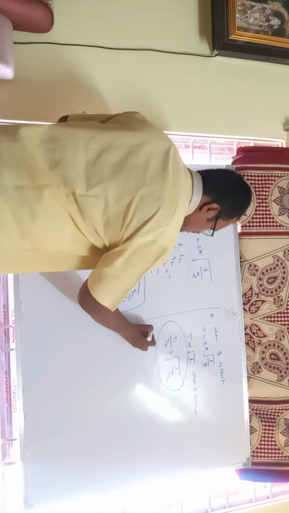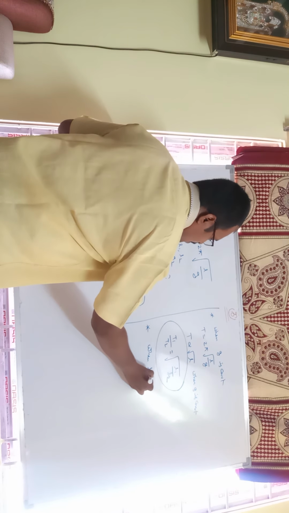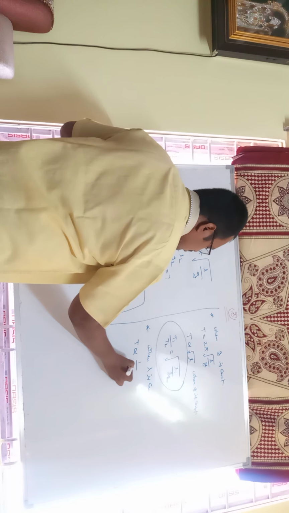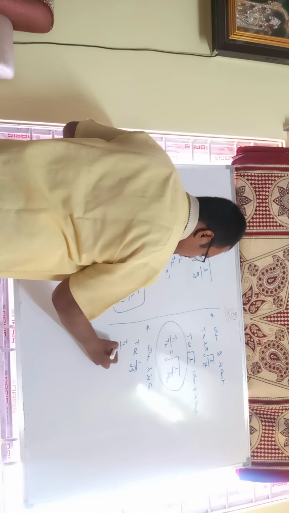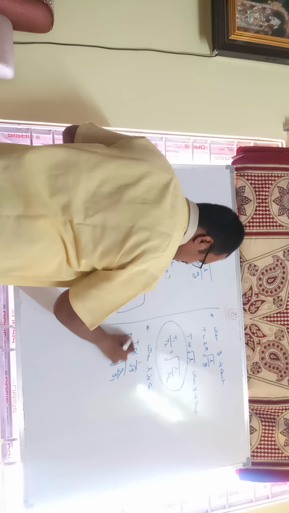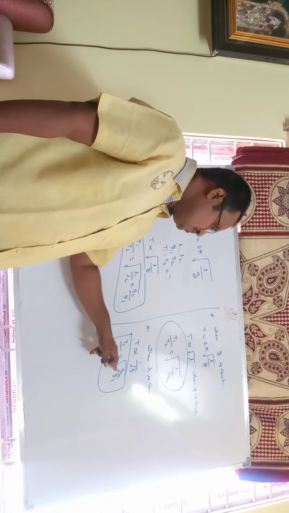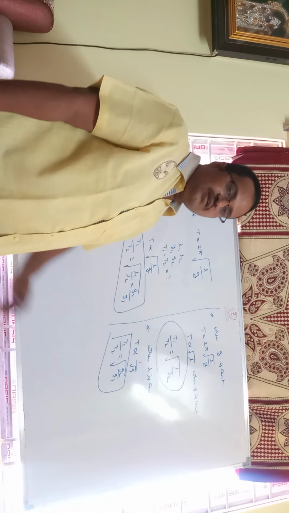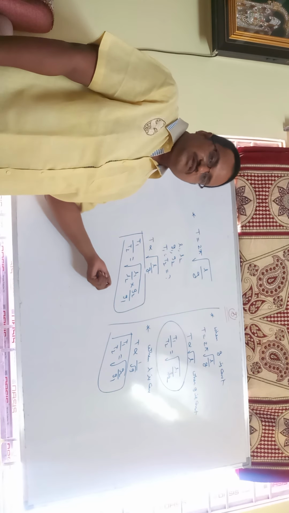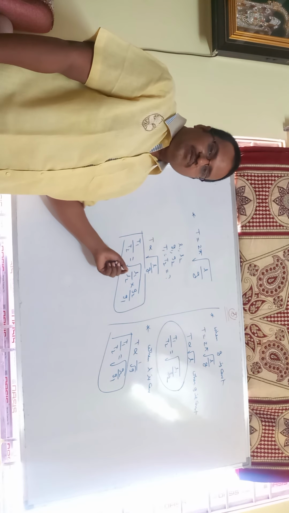Otherwise, when l is constant, now T is directly proportional to 1 by root g. So T1 by T2 equal to root over g2 by g1. This is one of the conditions. These are the simple applications for solving the problems based on simple pendulum.